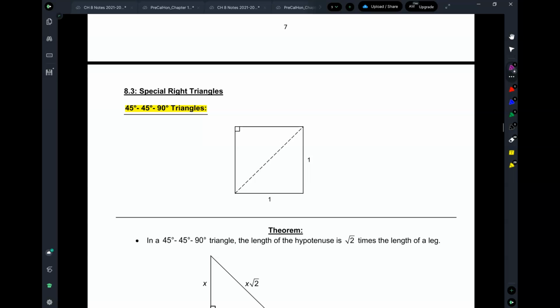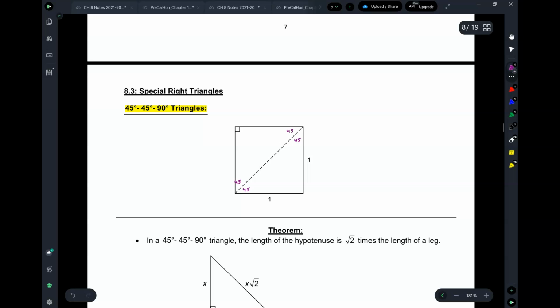Look at what you have here. This is a square, and each side of the square has a length of 1. Look at the diagonal. We know that in the case of a square, the diagonals bisect each of the angles, right? So that means that this angle is 45 and this angle is 45.